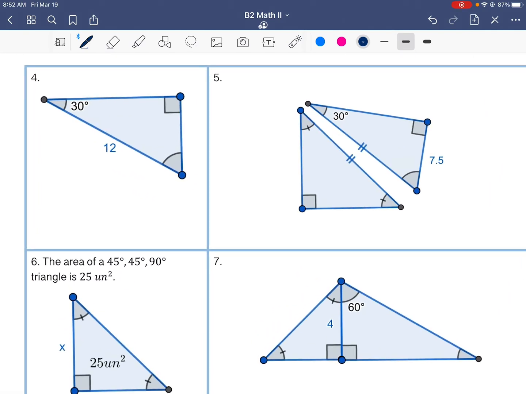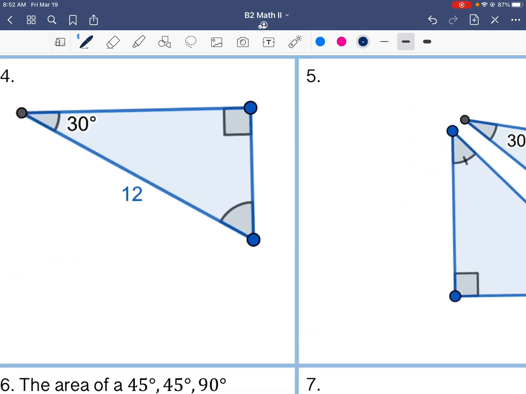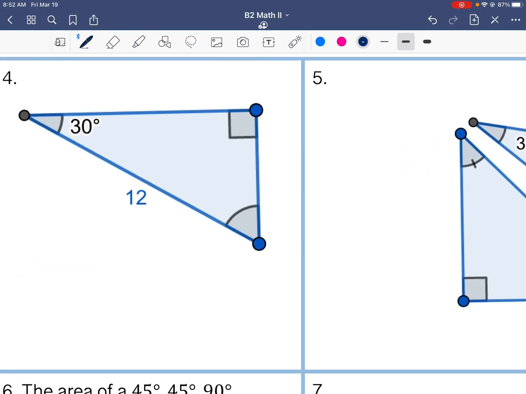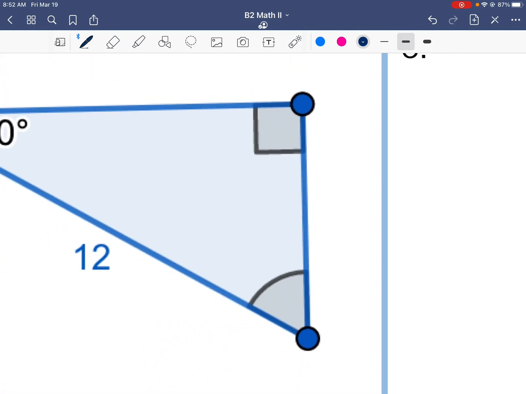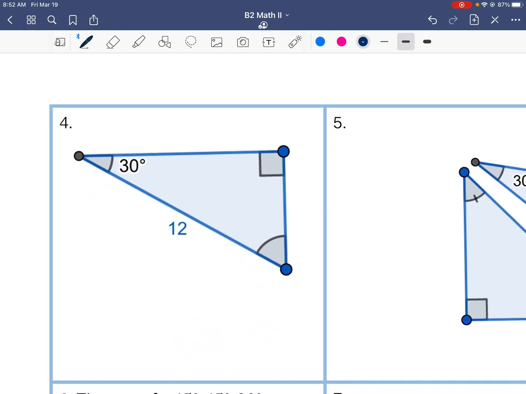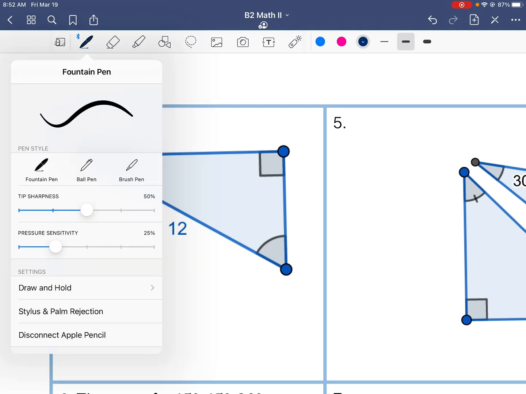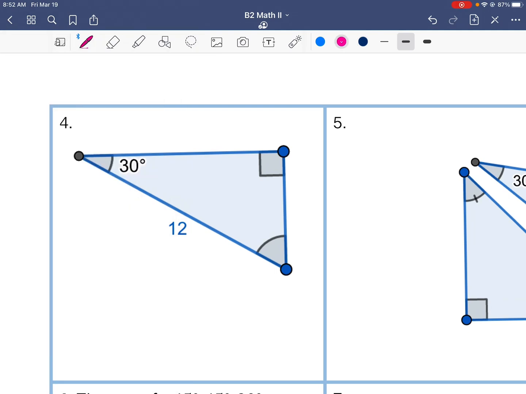Lovely. Okay, so let's try this. Ooh, too far. Let's try this set of problems here. Number 4. This one is a 30, 60, 90. If you have 30 and you have 90, you know that this side is 60, right? So 30, 60, 90. They have given us the hypotenuse. They've given us the longest side.